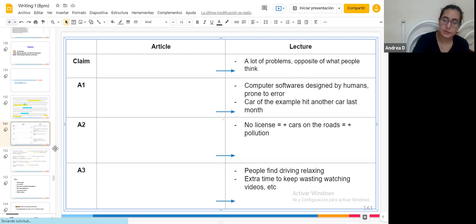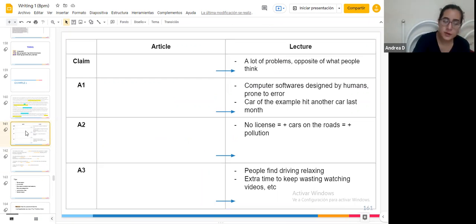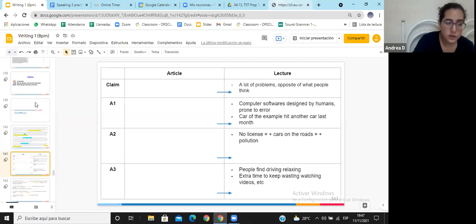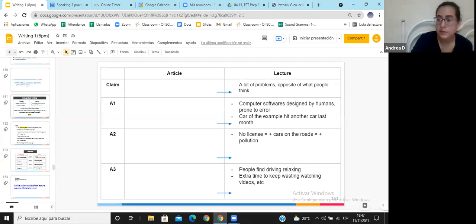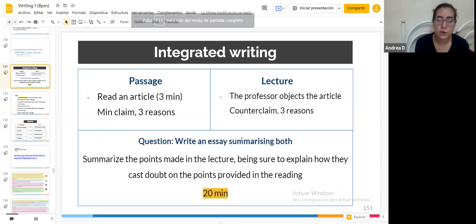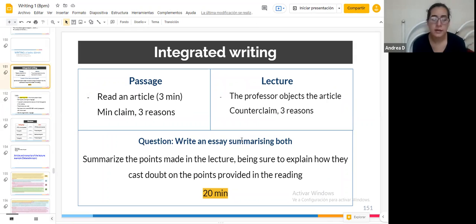All right. So that's great. As you can see, it's the exact opposite of what we had in the reading. All right then. Now, I don't know if you guys listened to the question, but it was this: summarize the points made in the lecture, being sure to explain how they cast doubt on the specific points made in the reading or provided in the reading.